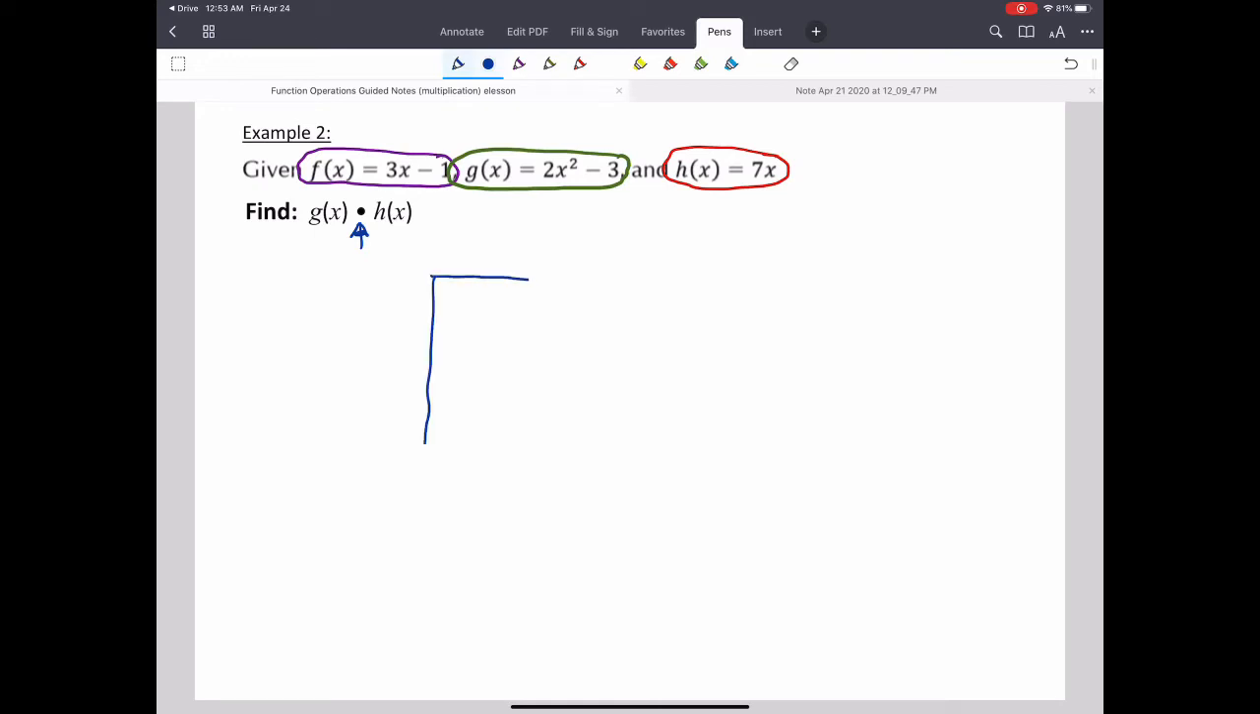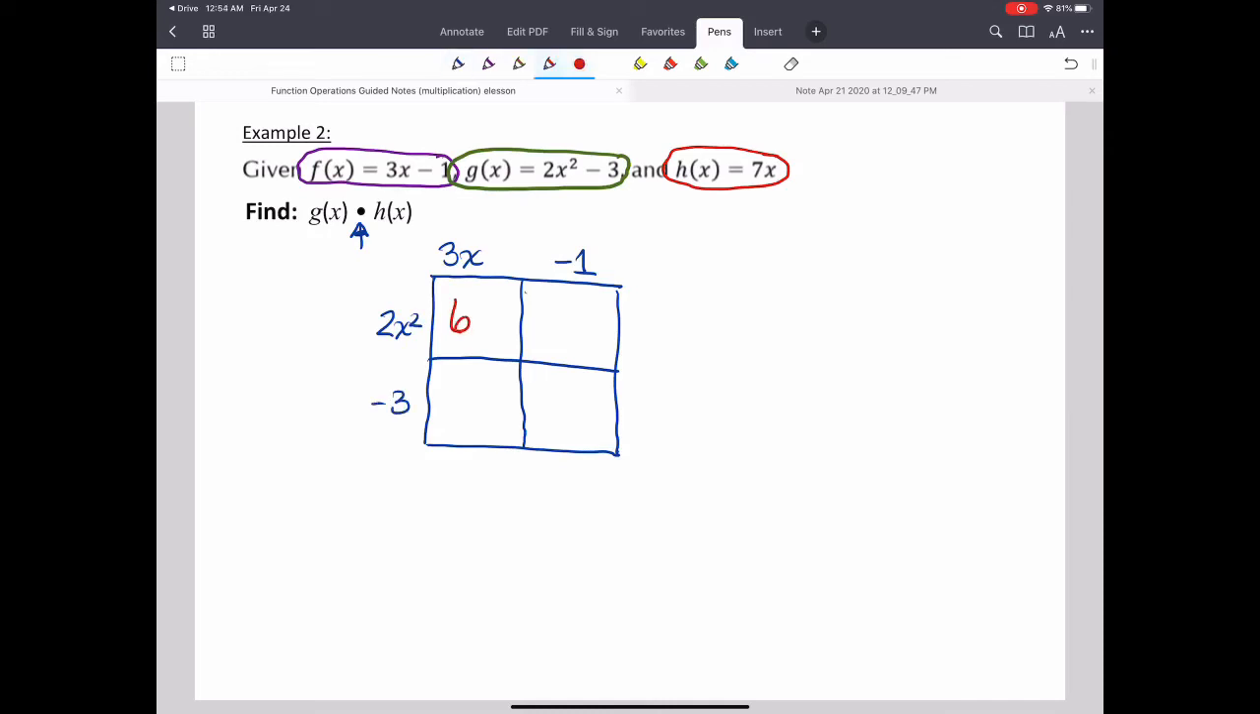I'm going to set up a 2x2 area model here, just like we did before. Remember, if you're multiplying 3 terms by 2, then you can do a 3x2 array. It doesn't really matter. If you're doing 3 terms by 3 terms, it could be 3x3. So I'm going to put 3x minus 1 up there. And then the g of x function, we've got 2x squared minus 3. All right, now I'm just going to go through the whole process here of multiplying it.